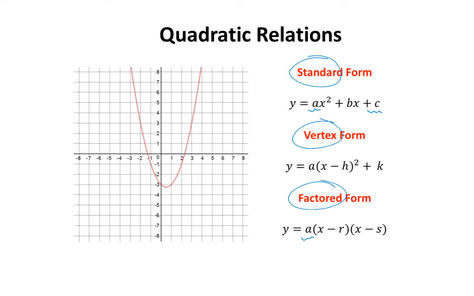In factored form, the a once again told you if the parabola was opening up or opening down, and the values within the brackets helped you determine the x-intercept. In vertex form, we found that the a value told us again if the parabola was opening up or down, and the h and k values were related to the coordinate of the vertex. Today we're going to be focusing on vertex form.